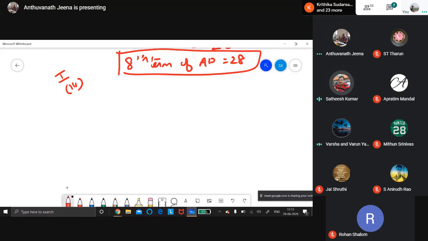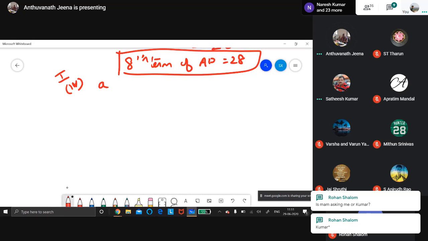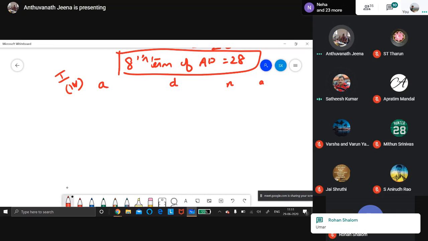Which term of the AP? No, same as the first main, only fill in the blanks. What is given, you see. A, D and all are given, no. Which is not given, you tell me.